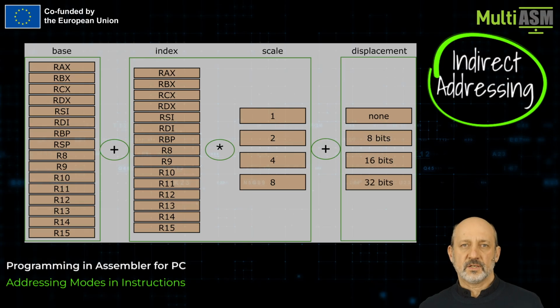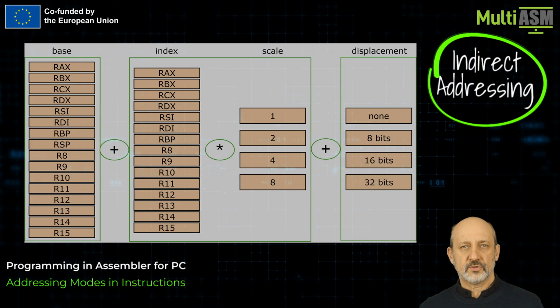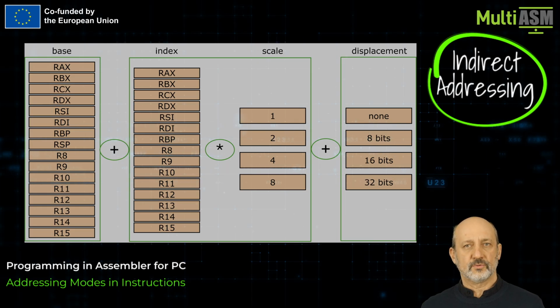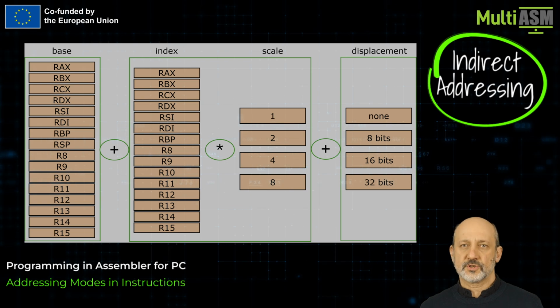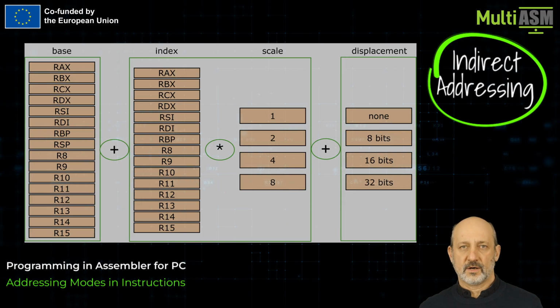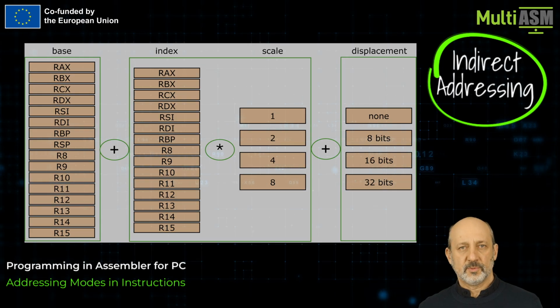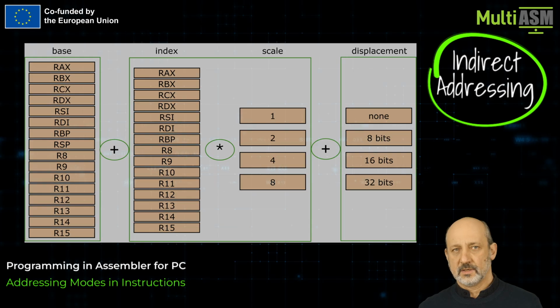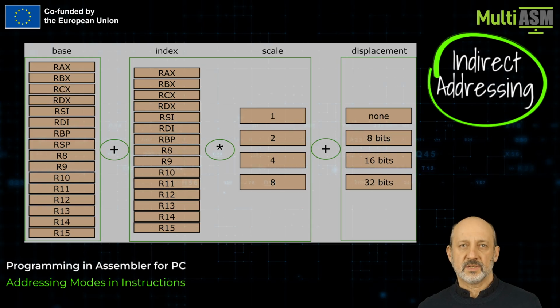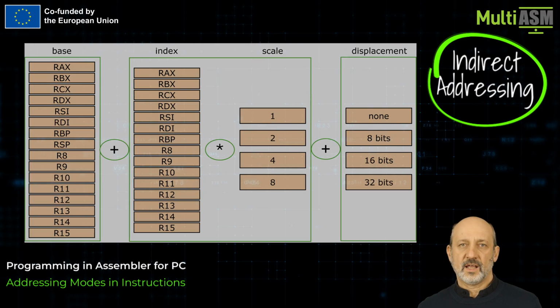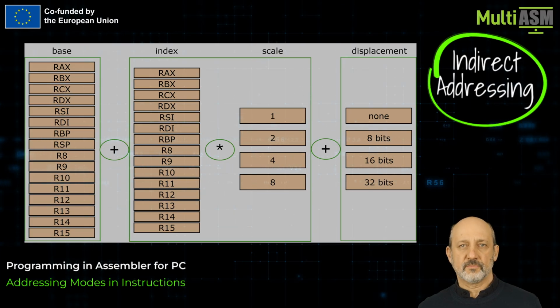Summarizing, the schematic of the effective address calculation and use of register for indirect addressing in x64 architecture is shown in the figure. Any of the general purpose registers can be a base register, including new R8, R15 registers. The stack pointer can't be used as the index register. The index register is multiplied by 1, 2, 4, or 8. If present, the displacement is a constant of 8, 16, or 32 bits. The final effective address is a sum of all the mentioned elements.